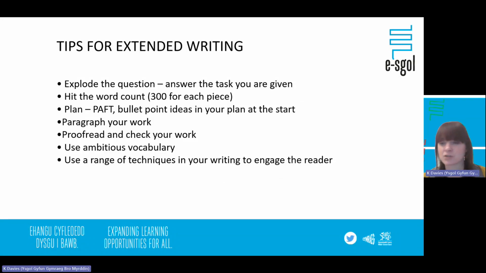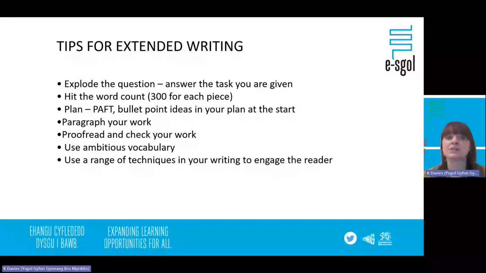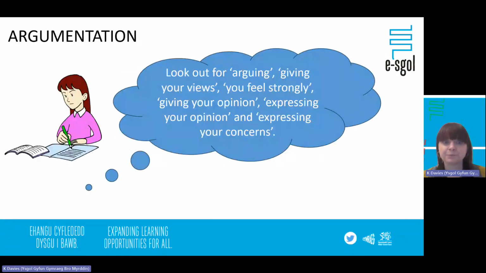To proofread at the end, you should give yourself a couple of minutes just to briefly read over your work and check for any errors. Make sure you've used the correct layout for a letter. Make sure that you've used paragraphs. Have you put full stops? Have you used a comma? Have you used apostrophes? So you can double check that. Try to use ambitious vocabulary where appropriate and where possible, and use a range of techniques. Again, we'll go over this in a little while, to engage your reader.